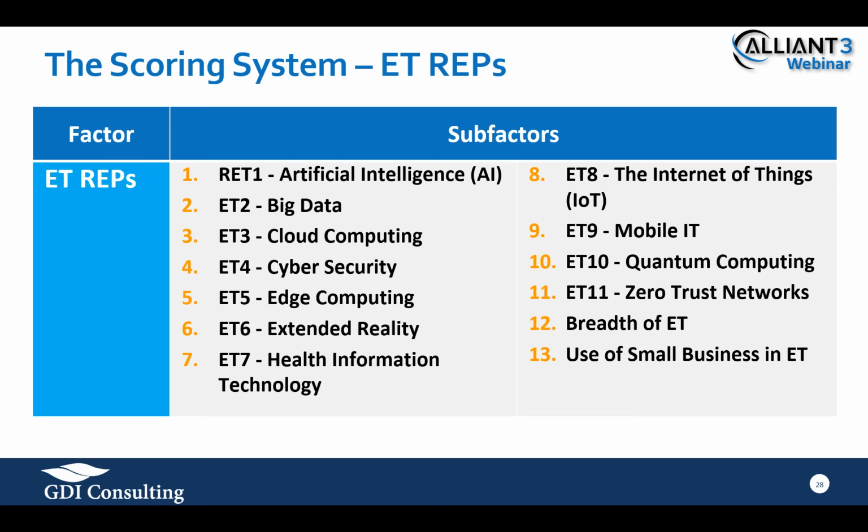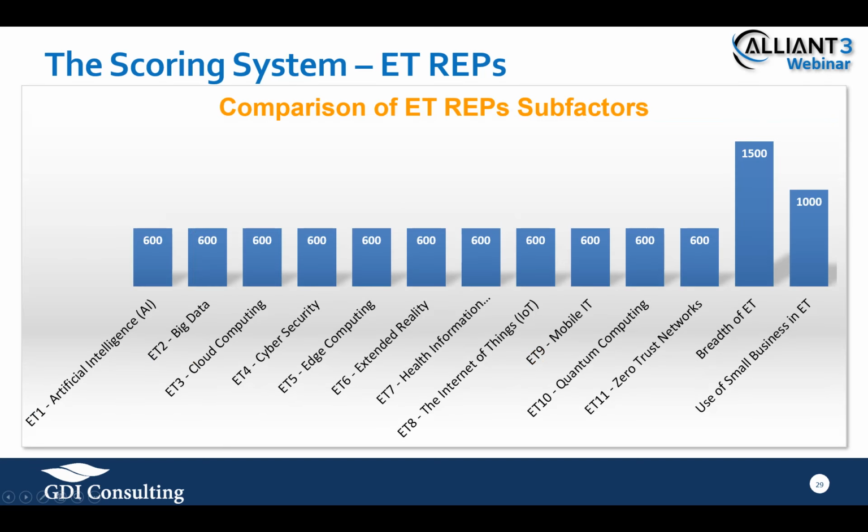So let's look at how they compare with each other. You can see that for all the areas, so the 11 areas of emerging technology, you get 600 points max. Breadth of ET, you get 1,500 points, and use of small business in ET, 1,000 points. So this is the point comparison of these different subfactors involved in ET REPs.